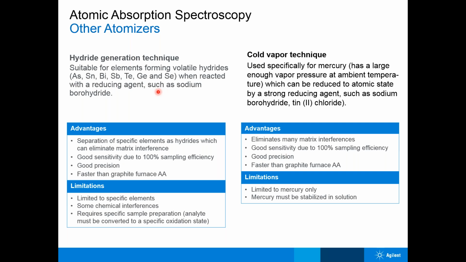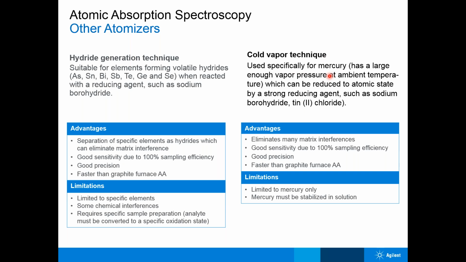Here we have to use the reducing agent, which is sodium borohydride, which converts them into different types of volatile hydrides in the presence of hydrochloric acid. And those hydride vapors enter into the light path. Similarly, talking about the cold vapor technique, mercury is the only element which you can do by using this vapor generation accessory in the cold vapor, where you are not supposed to use the flame.